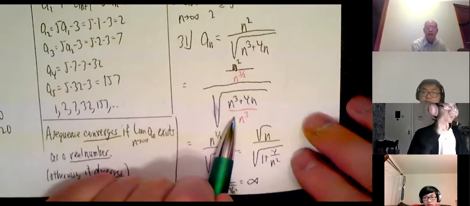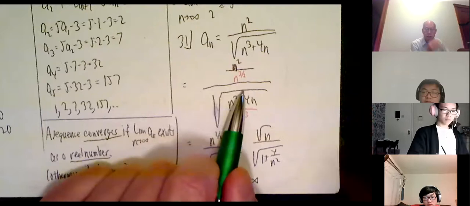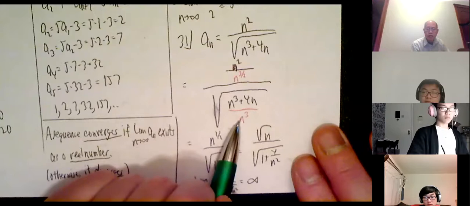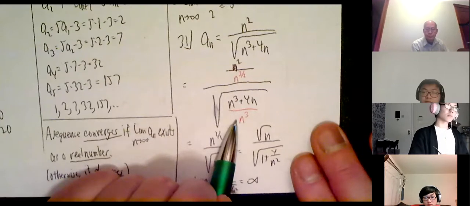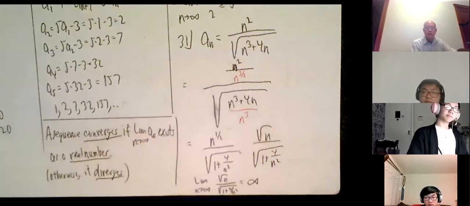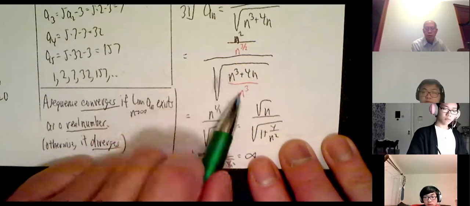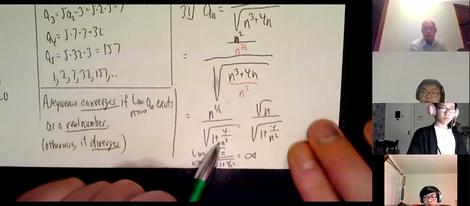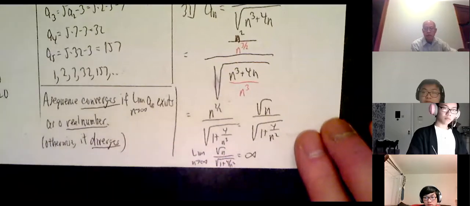I'm dividing the bottom by n to the 3/2, which means put n cubed underneath the square root. Because this is underneath the square root, when I write this, I'm really doing n to the 3/2. So this is legitimate, the stuff in red. Now n squared over n to the 3/2 is n to the 1/2 over radical n cubed over n cubed, which is 1 plus 4 over n squared. And that means radical n over radical 1 plus 4 over n squared.